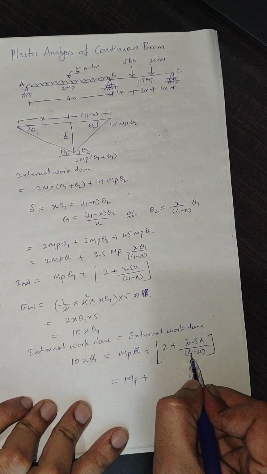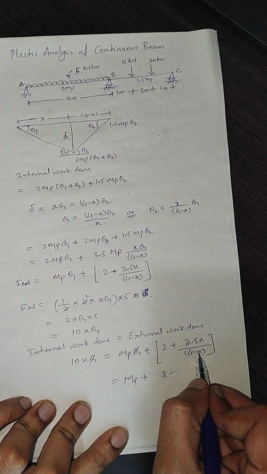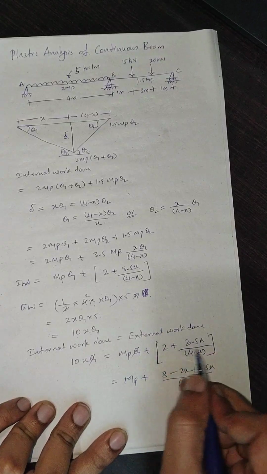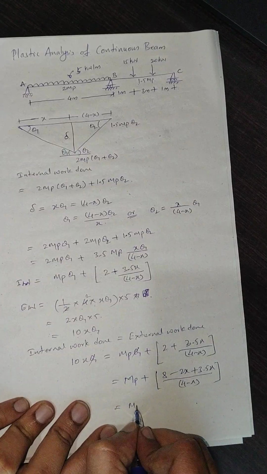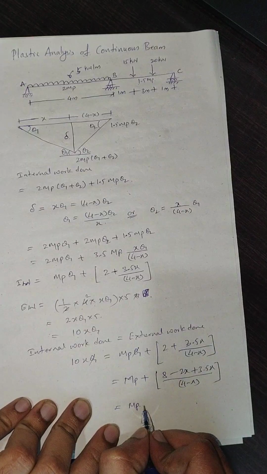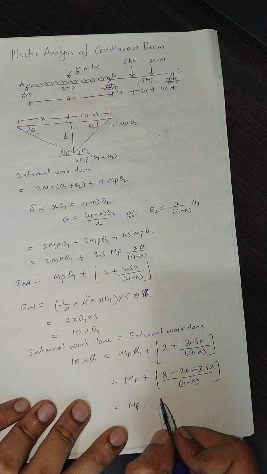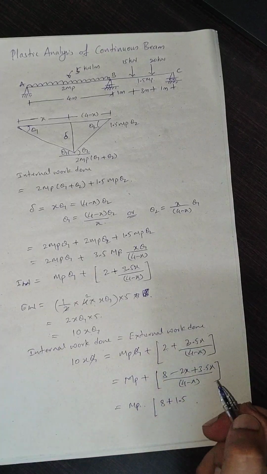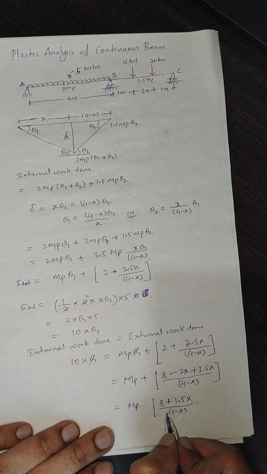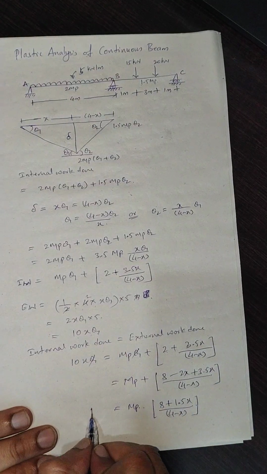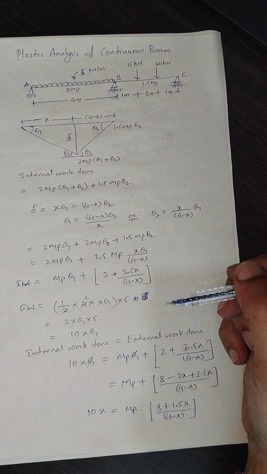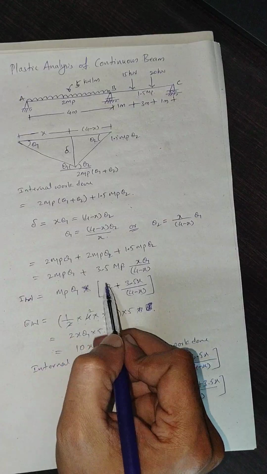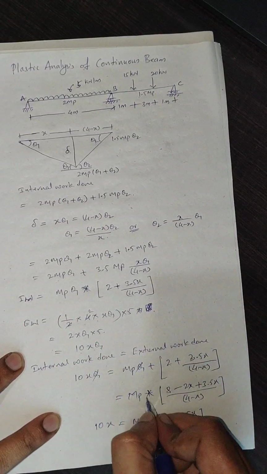This is mp plus this 4 into 2 is 8, and minus x into 2 is minus 2x, plus 3.5x divided by 4 minus x. So if I simplify this one, now what I can write, this mp, this is 8 minus 2x plus 3.5x, that is 1.5x, and 4 minus x in the denominator, and here it is 10x. So theta 1 and theta 1 got cancelled here. Here it is multiplication, because I have taken mp theta 1 common, so it will be multiplied here.